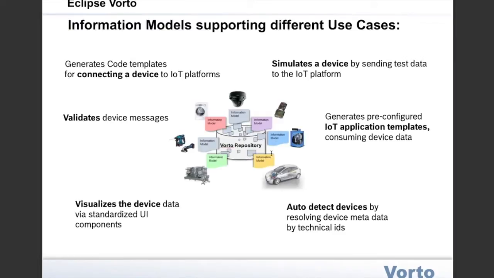On the other hand, you can use information models for simulating a device, by sending test data to an IT platform. That is something I'm going to be showing you later on today, how that is actually possible. When you would like to consume the data in the back end, on the one hand, you have the devices sending out the data or being actuated to fulfill certain functionality. On the other hand, you have the back-end IT applications which consume this device data. Even those can be generated from pre-configured application templates.